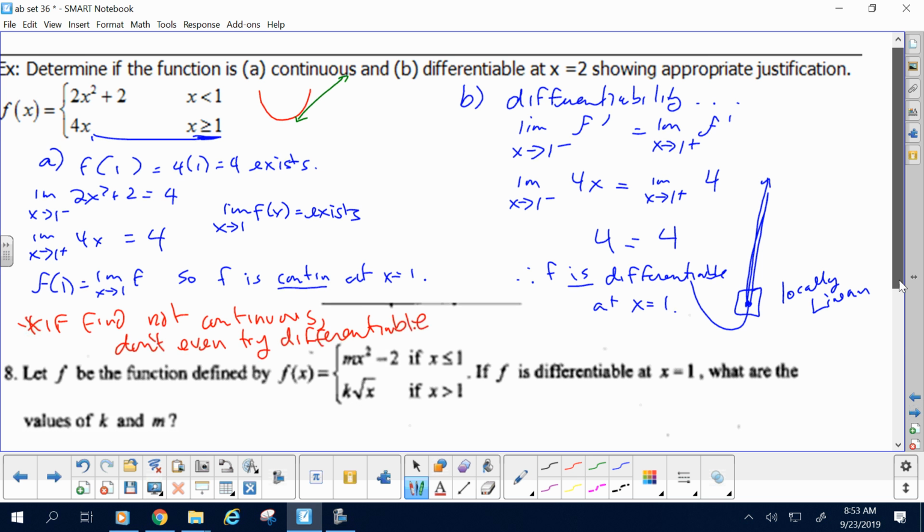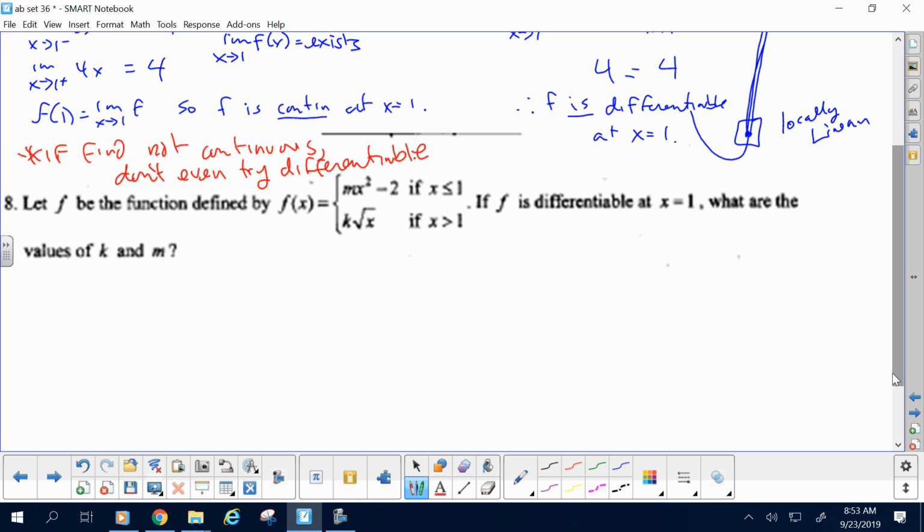All right then. This is a pretty common multiple choice kind of question. Let f be the function defined by this stuff. So you've got this parabola and this square root function, and they say it's differentiable. Well, that implies that two things have to happen. I know it says differentiable, but that's actually implying two things. If it's differentiable, what does that mean the function is? Yeah, okay. Would you please write this?